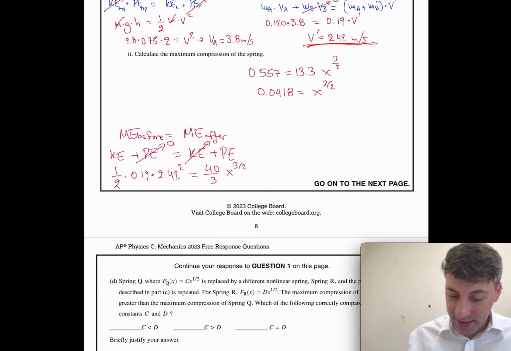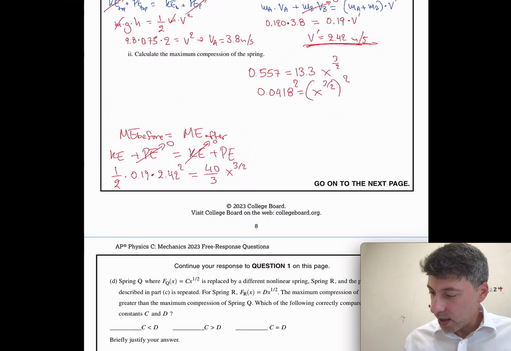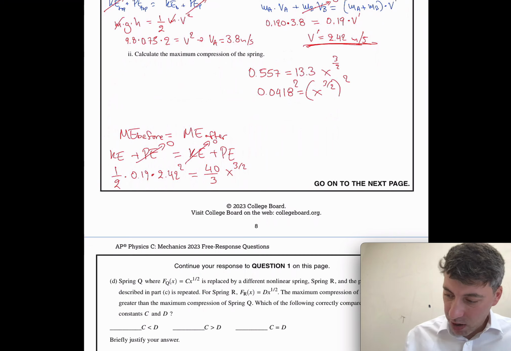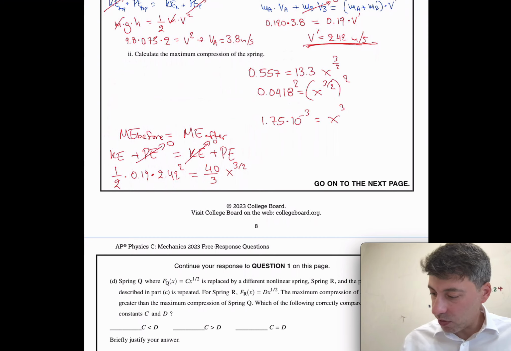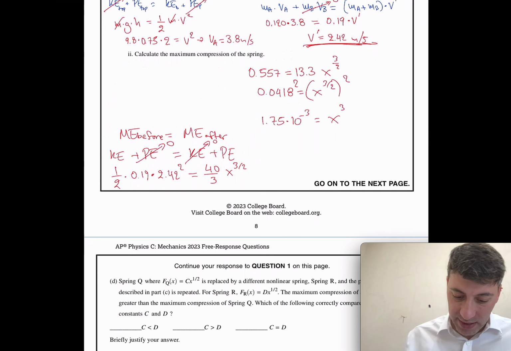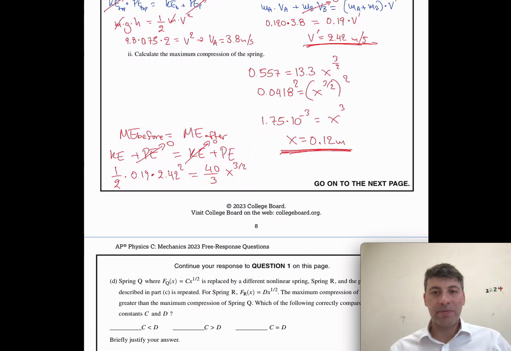Then we square both sides, so to the power of 2 this is 1.75 times 10 to the power of negative 3 is equal to x to the power of 3, and then we need to apply the cubic root. So we find that the maximum compression is approximately 0.12 meters, which is our final answer.